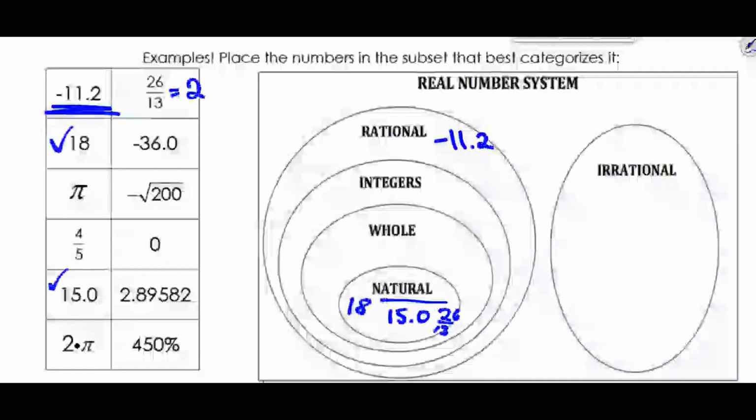That's a decimal that stops. It's also a fraction, so we know that's rational. Negative 36.0 is kind of like the 15.0. That 0.0 really doesn't mean anything. It's just negative 36. That's a negative whole number.